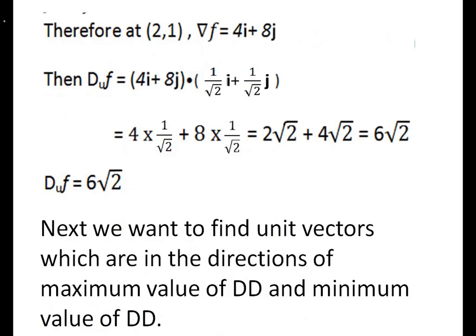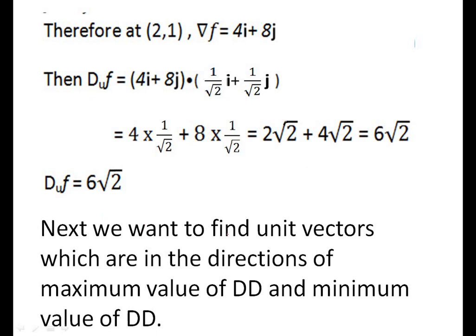Therefore at the point (2, 1), the gradient of f equal to 4i plus 8j. Then the directional derivative of f equal to (4i plus 8j) dot (1 by root 2 i cap plus 1 by root 2 j cap). That's equal to 4 into 1 by root 2 plus 8 into 1 by root 2. That's equal to 4 by root 2 and 8 by root 2, which gives 2 root 2 plus 4 root 2, which is equal to 6 root 2. That is the directional derivative of that function in the direction of that unit vector at the point (2, 1), equal to 6 root 2.